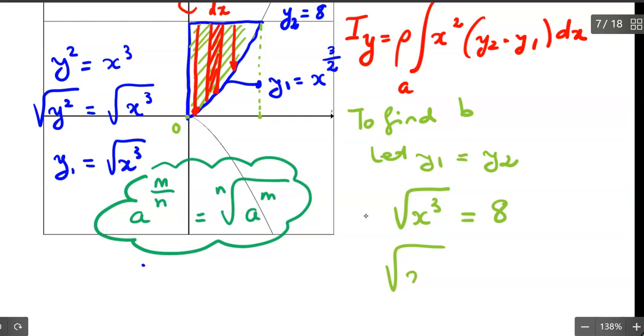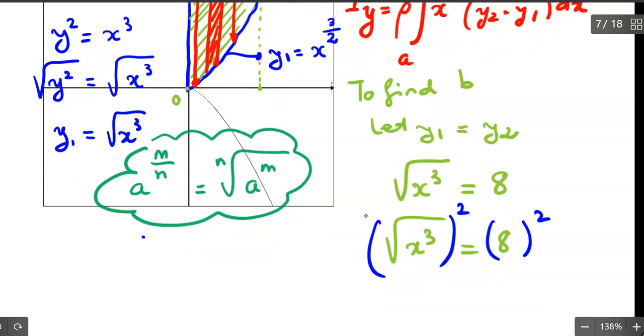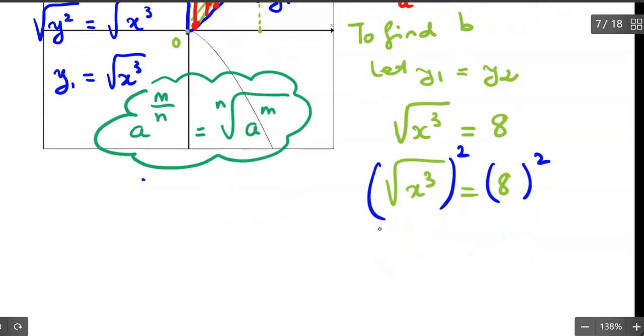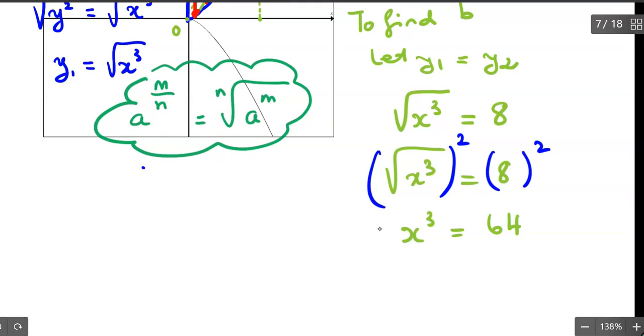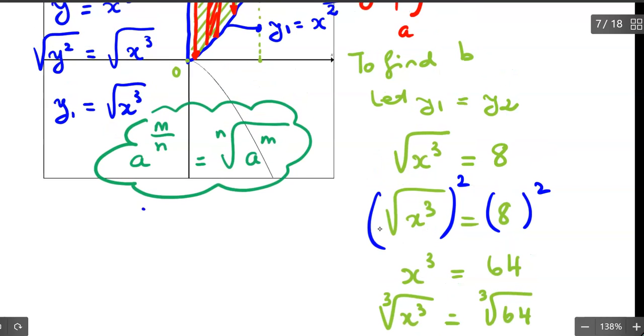So I will have this. So I'm going to square both sides. Okay, so the square will get rid of the square root. So on the other side, I will have x to the exponent 3, and squaring the 8, you should have 64. Now solving for x, you are going to take the cube root of x to the exponent 3 and the cube root of 64. Therefore, you will have x equal to 4. Okay, so this is equal to 4.